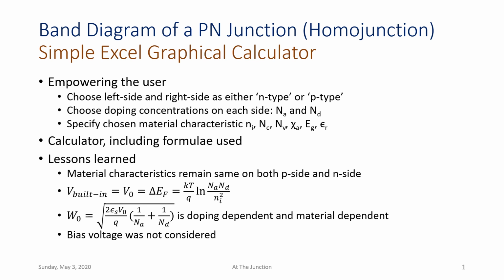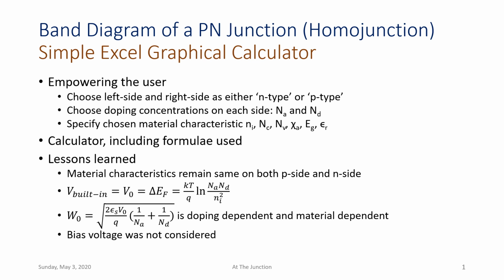The built-in voltage, which is the delta E sub F, the difference between the Fermi levels on the P side and the N side, is given by kT divided by q, natural log of N sub A, N sub D, divided by the square of the intrinsic carrier concentration.